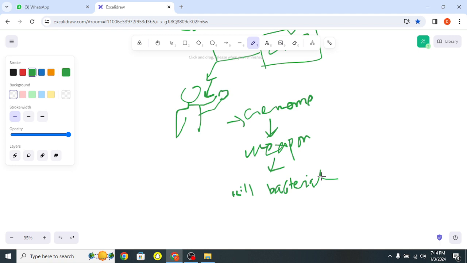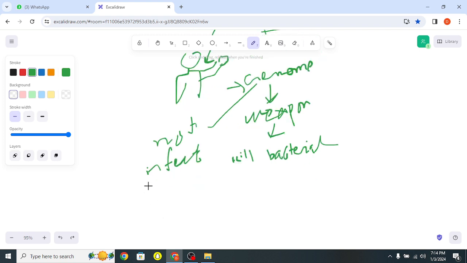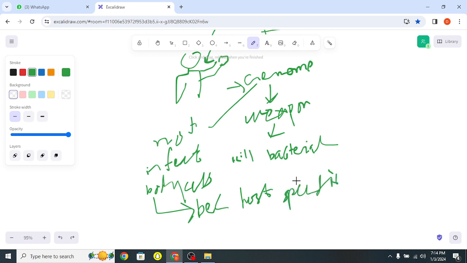It will kill the bacterial cells, and this genome will not infect body cells and other microbes, the different microbes that are present in our body, because it is host specific. This is why it only affects bacteria in our body and no other cells.